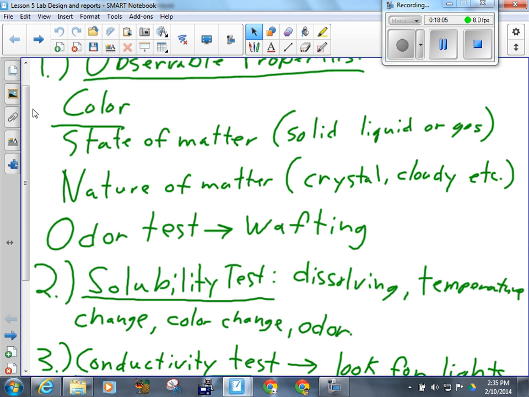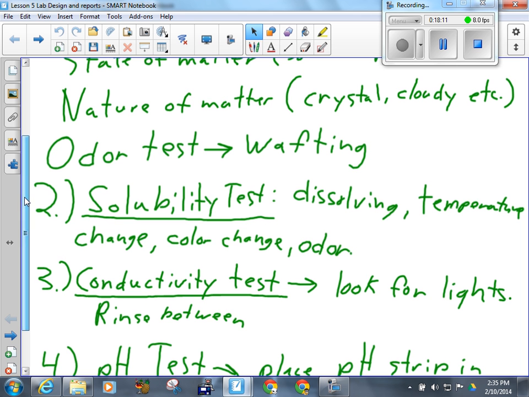Okay, so for your observable properties then, those are the things that you're going to want to write down, and anything else that you might notice that you think is important. The second test is your solubility test. The solubility test will be done with the wash bottle. Okay? It is not a squirt gun.